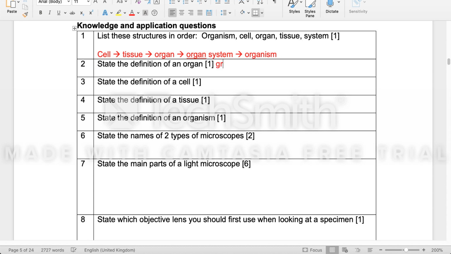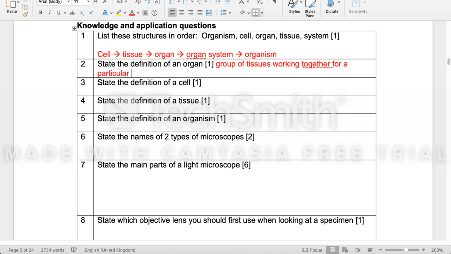And so what that is, it's a group of tissues working together for a particular function. Okay.